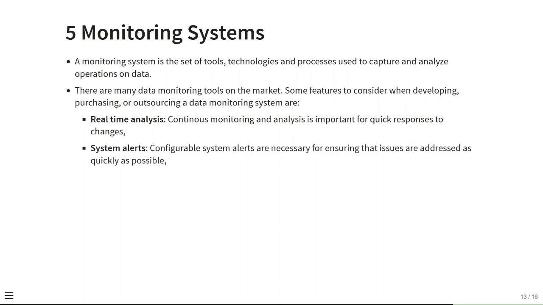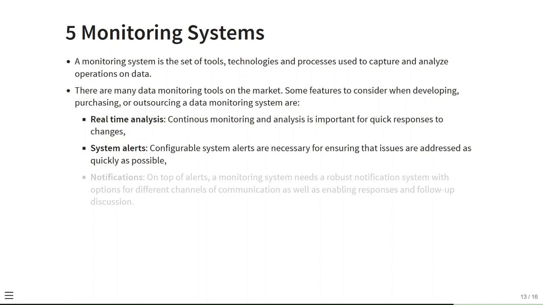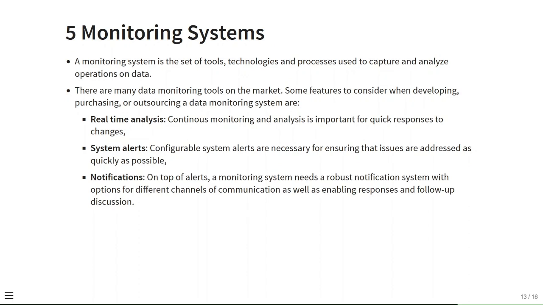System alerts. Configurable system alerts are necessary for ensuring that issues are addressed as quickly as possible. Notifications. On top of alerts, a monitoring system needs a robust notification system with options for different channels of communication, as well as enabling responses and follow-up discussion.